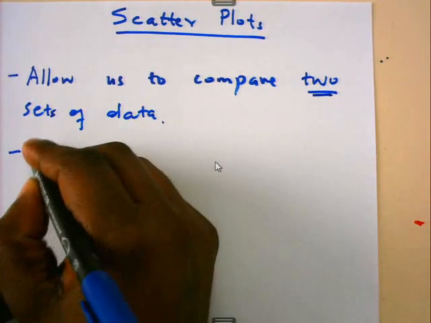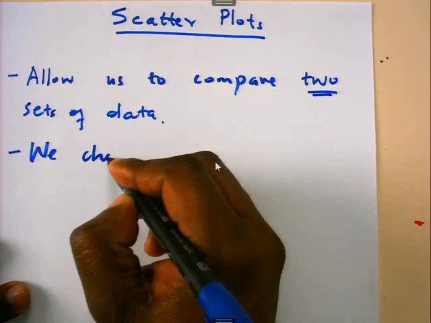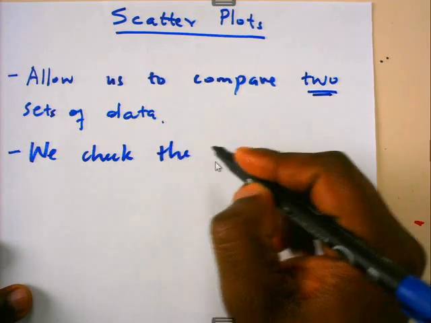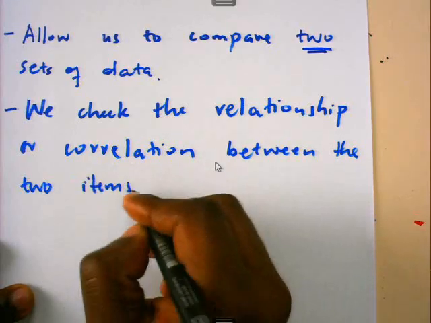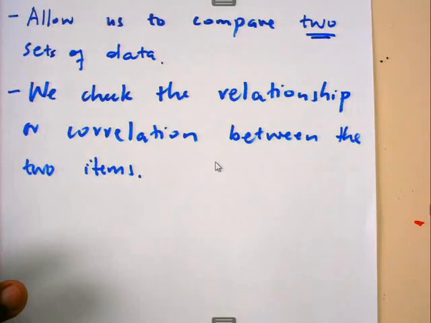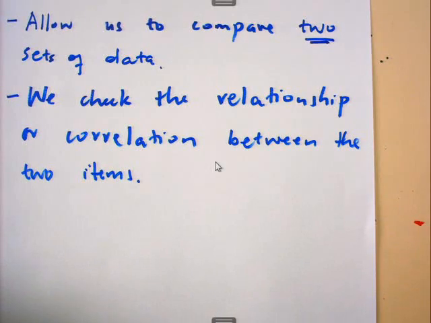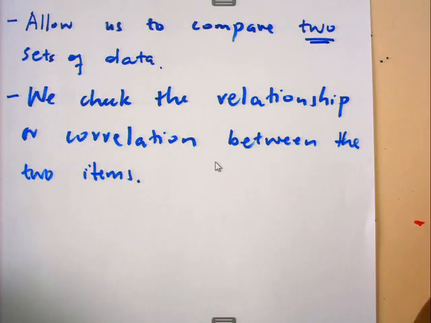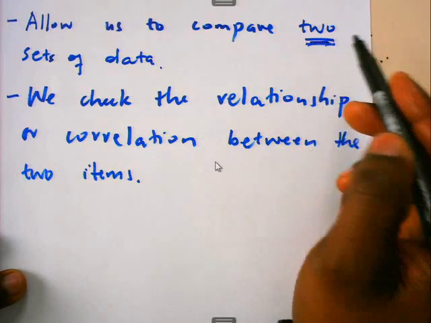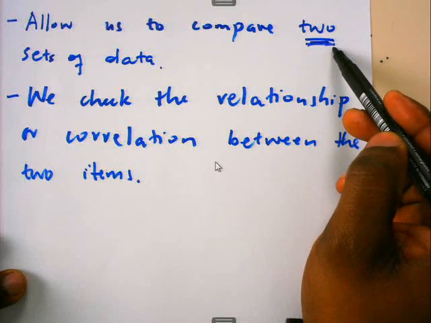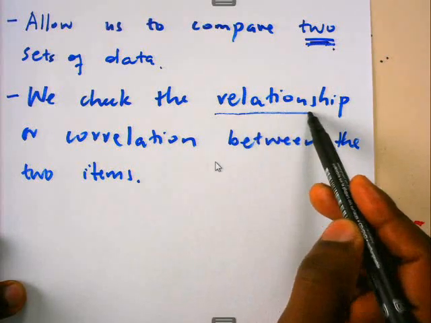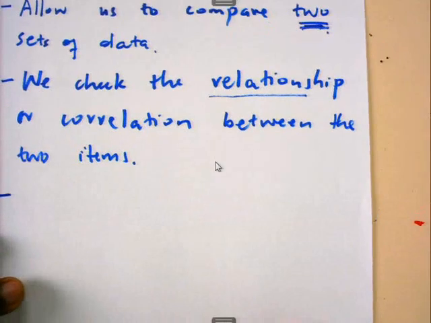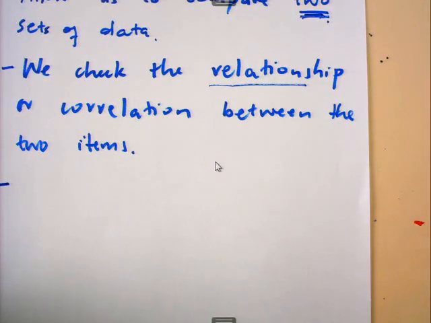With scatter plots, we are also able to check the relationship. Scatter plots make it easy for us to check the relationship or correlation between the 2 sets of data we are working with. Like I said, it is 2 sets of data. Be very careful that a scatter plot always involves 2 sets of data. When you plot them, you are able to compare the relationship or the correlation between these 2 sets of data.